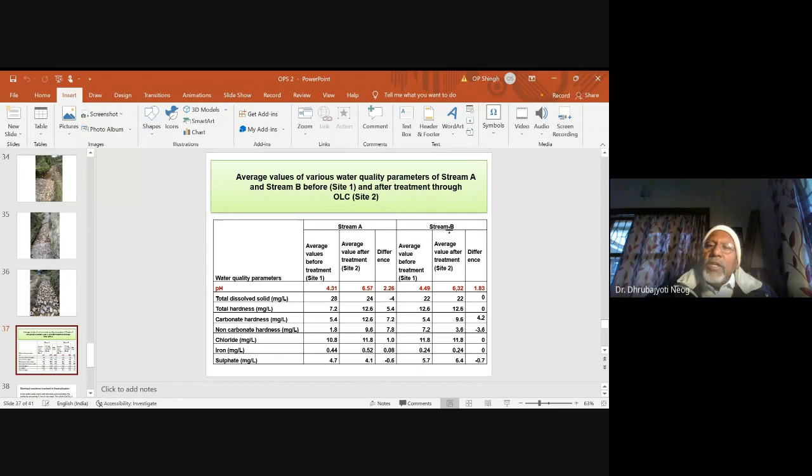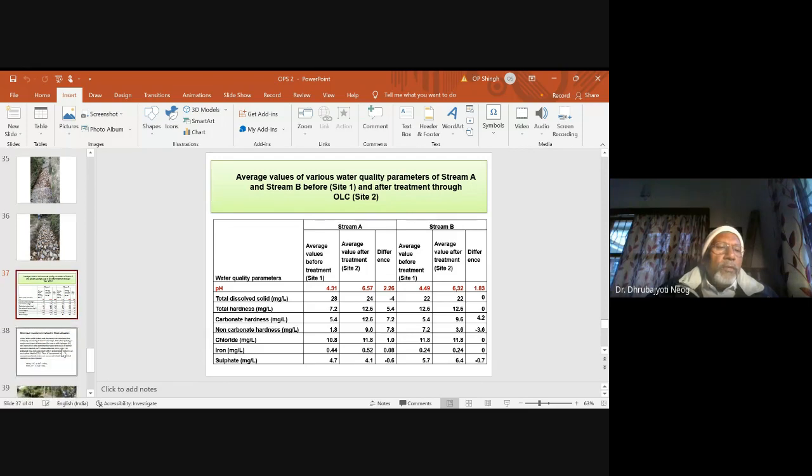The same thing happened in stream B. Here, earlier pH was 4.9, and after treatment, pH became 6.32. So there is an improvement of 1.83 units, and in the other case, the difference is 2.26. So the open limestone channel, which we constructed on the streams in the village of Jaintia Hills, we found that it is working satisfactorily and yielding good results.